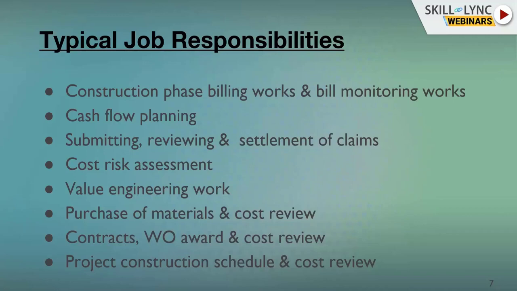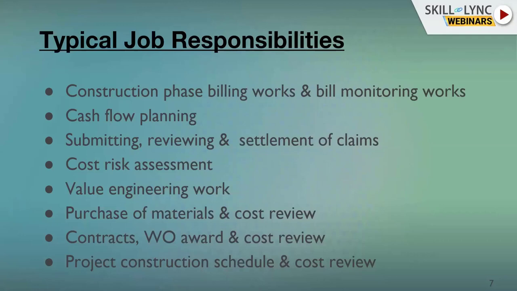Then we have contracts and work order award cost review. For major works, civil works, finishing work, facade works, the interior works, the contracts will be awarded to the contractors, and the work order has to be within the budgeted cost of the initial working out of the budget. So it should not be over cost overrun. That review has to be done by a project cost controller.